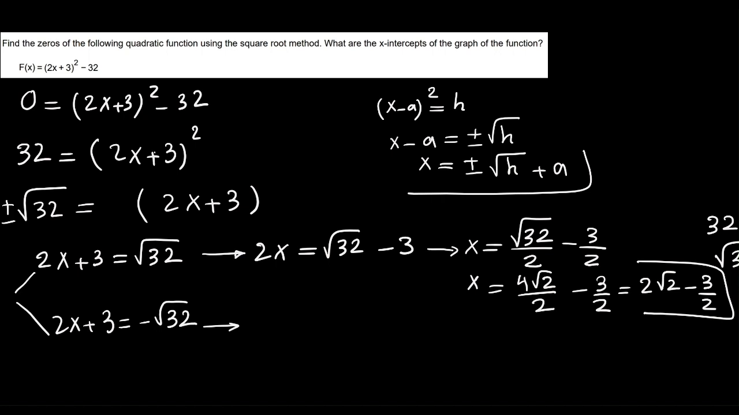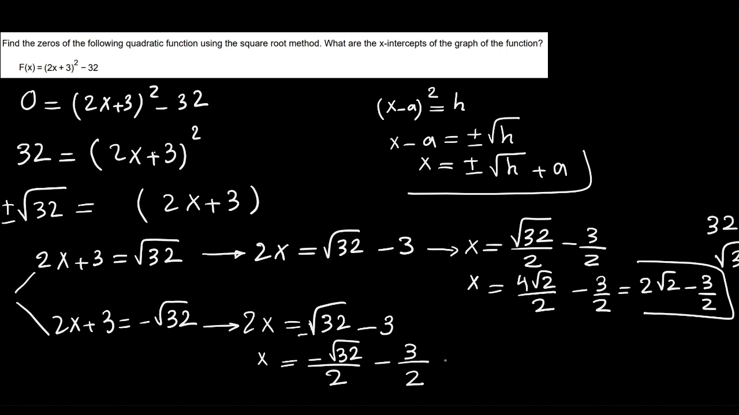Now let's solve the second equation. 2x plus 3 is negative square root of 32. Again, we subtract 3 from both sides, so we have negative square root of 32 minus 3. We divide by 2, so it's negative square root of 32 over 2 minus 3 over 2. And again, we substitute the square root of 32 by 4 times the square root of 2, and if I divide by the denominator, then we have negative 2 square root of 2 minus 3 over 2. Don't forget that we cannot simplify more because this term is not similar to 3 over 2 or 1.5.